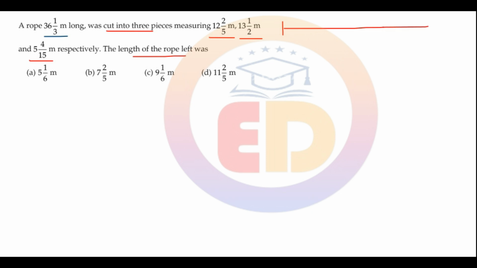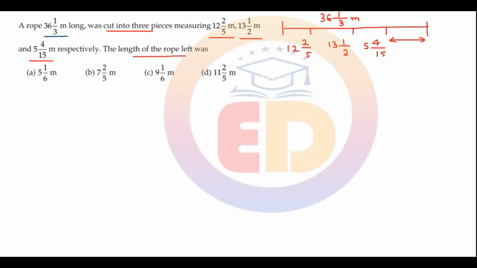We have a rope which is 36 whole 1 upon 3 meter long, and from this rope we cut 3 pieces. The first piece is of 12 whole 2 upon 5 meter, second piece is of 13 whole 1 upon 2 meter, and the third piece is of 5 whole 4 upon 15 meter. So after we cut all the 3 pieces, what is the length of the remaining rope?